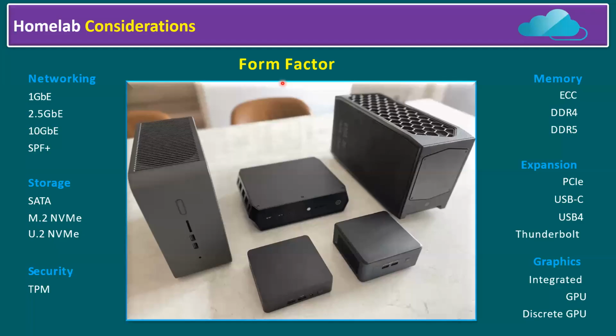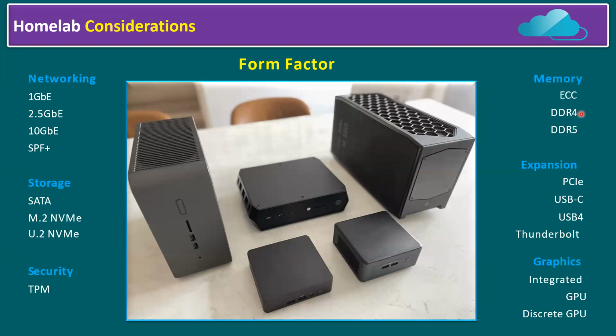Now, another point is home lab consideration. For form factor, you can choose based on your preference. For networking, we can choose 1 Gb minimally, or more than 1 Gbps Ethernet speed. For storage, either older SATA, or better, go for the latest NVMe drives. And for security, we should maintain a TPM. Generally, TPM means Trusted Platform Module. It's a technology designed to provide hardware-based, security-related functions, and make sure you have this TPM functionality.